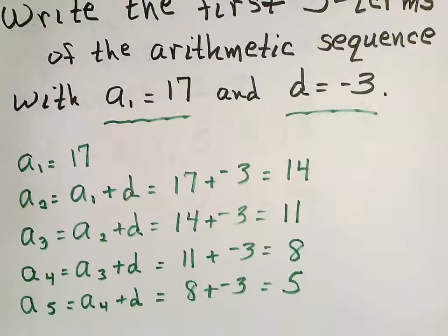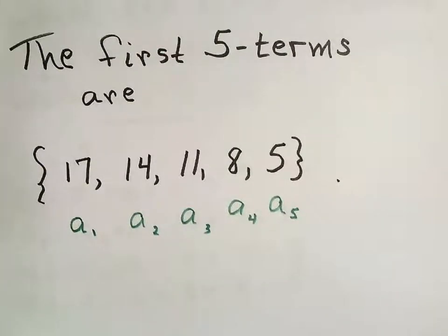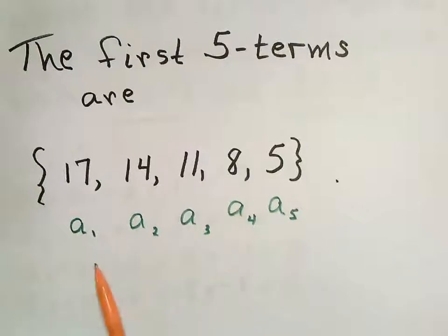So we can say then that the first 5 terms are 17, 14, 11, 8, and 5. A sub 1 term, 17. A sub 2 term, 14. The third term, a sub 3, is 11. The fourth term, a sub 4, is 8. And the fifth term, a sub 5, is 5.